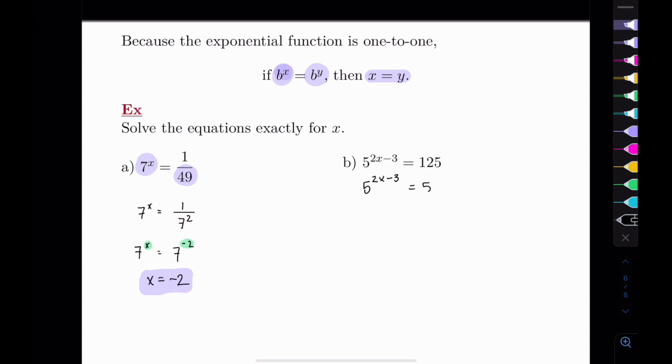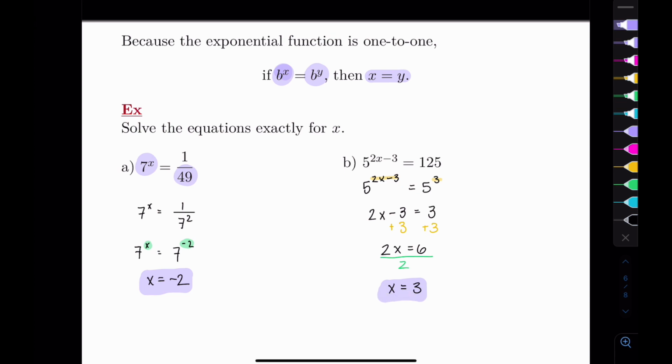125 is the same thing as 5 to the third. And now because they have the same base, we can go ahead and say these exponents need to equal each other. So we need to figure out, where does 2x minus 3 equal 3? So we just solve for x by adding 3 to both sides. That gives us 2x equals 6. And then we divide both sides by 2. And this tells us our x value needs to equal 3. So this is the x that solves this equation.